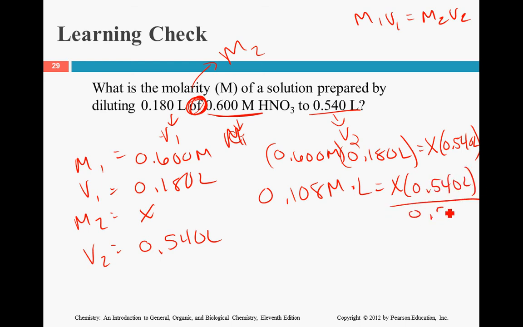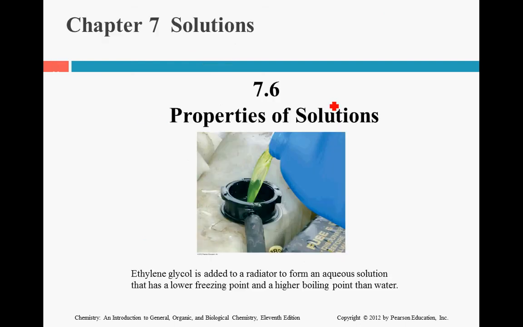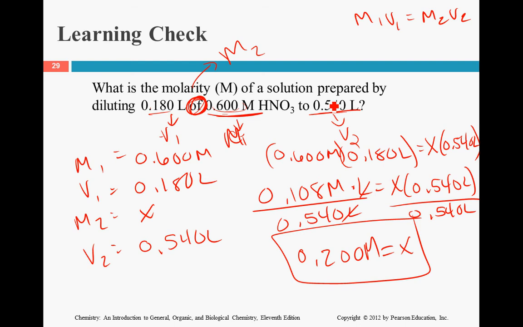Divide both sides by 0.540 liters. The liters cancel, so we're left over with molar. And we want three significant figures because that's how many are in our question. 0.200 molar is going to be our final concentration. Notice that when we diluted it, the concentration went down, but the volume went up. Okay, and that is all for dilutions. I hope you understood that thoroughly.